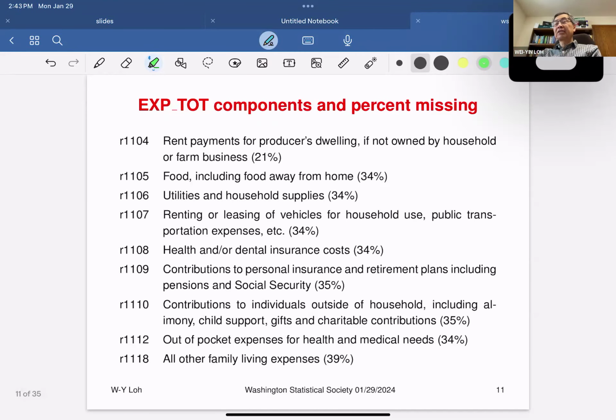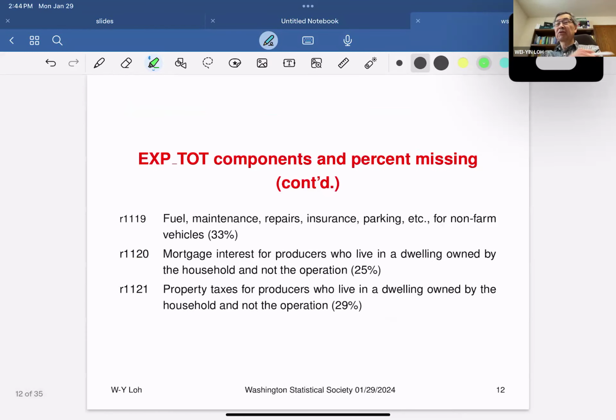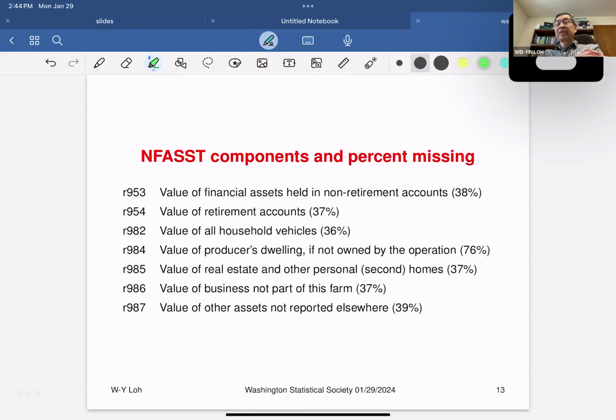This is the total expenditure. So the rent payments, amount they spend on food away from home, utilities, and so forth. And again, the percentages at the end of each row show the missing percentages. And there are 12 of these components for expenditures. And then the non-farm assets: the value of financial assets held in non-retirement accounts, value in retirement accounts, value of household vehicles, and so forth. And again, there is a lot of missingness in all of this.